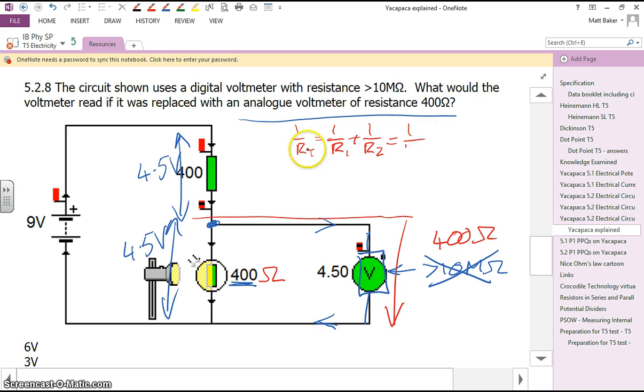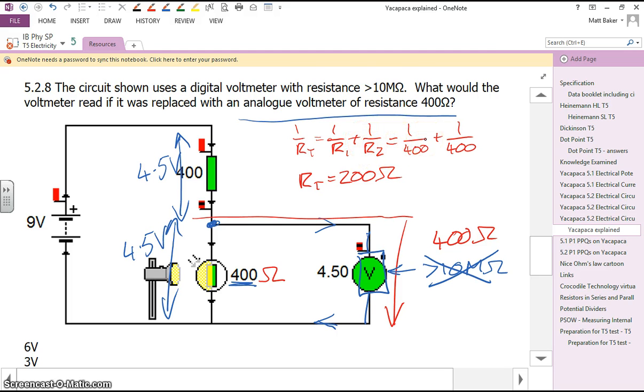So it's going to be 1 over 400 plus 1 over 400, which is 2 over 400. So RT is 400 over 2, which is 200 ohms.